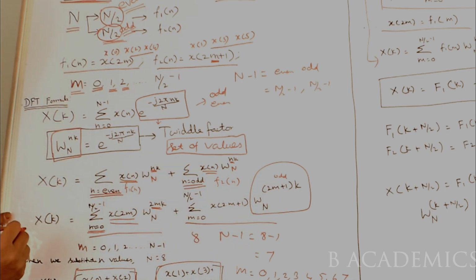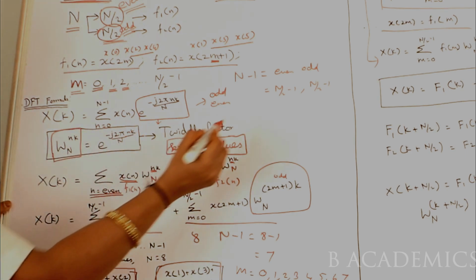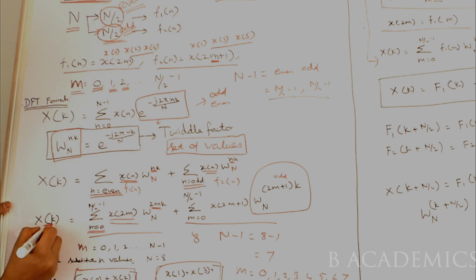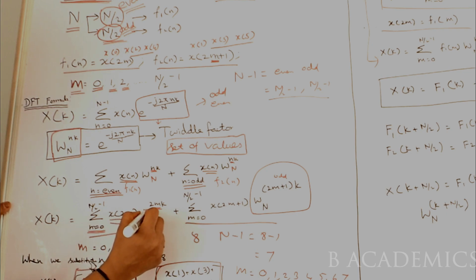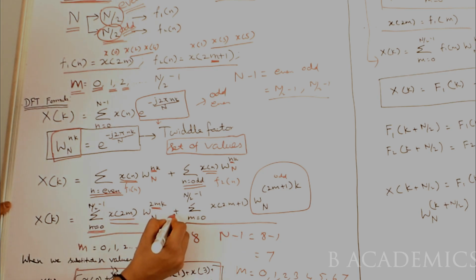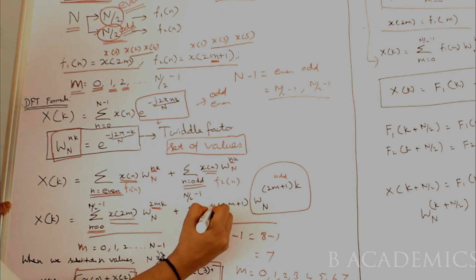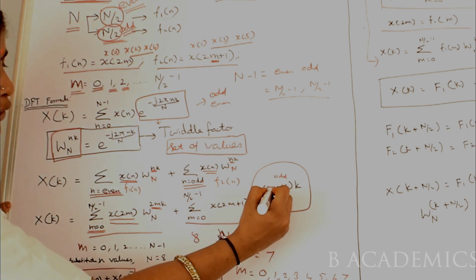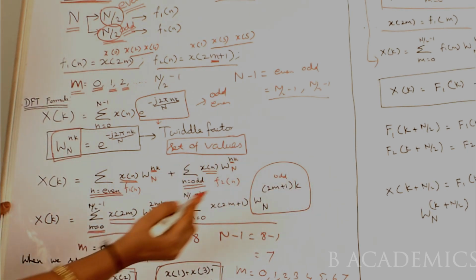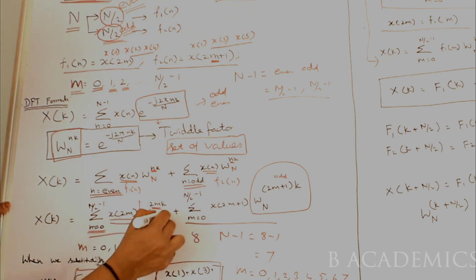Okay, so same way your limit also can be divided into 2. So you can write this equation as X of k is equal to summation m equal to 0 to N by 2 minus 1. This is for even. x of 2m W_N, instead of n you have to substitute 2m, k. Okay, plus summation m equal to 0 to N by 2 minus 1. This is for odd. x of 2m plus 1 W_N, instead of n you are substituting 2m plus 1 into k. This is for odd term and this is for even term.